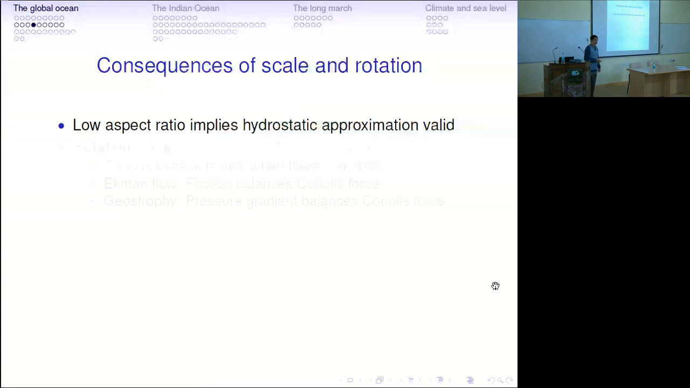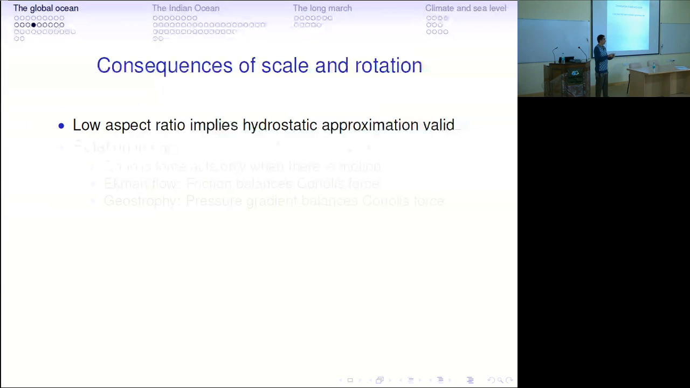Okay, consequences of the scale and the rotation. Low aspect ratio: you have low thickness compared to length, and it leads to the hydrostatic approximation being valid. What it means is that if a parcel were to rise from the bottom of the ocean to the top, and this change were to take place across the length of, say, the Arabian Sea, at 15 knots, the vertical movement will be a few kilometers, but in the horizontal, the movement will be a few thousand kilometers.